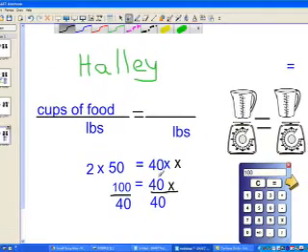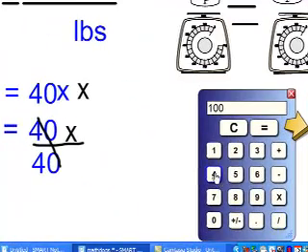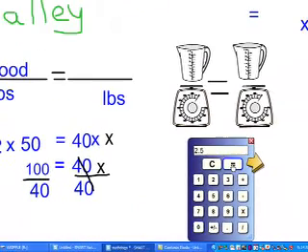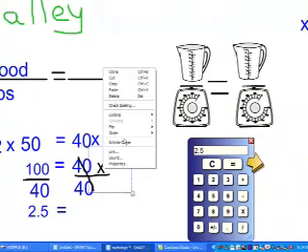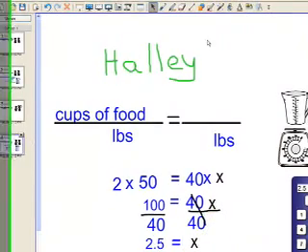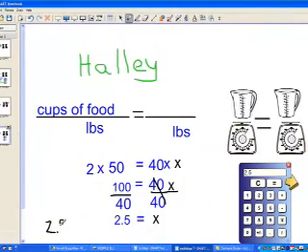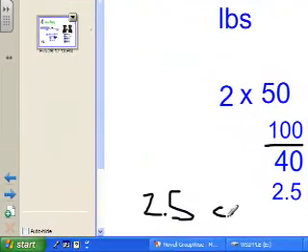So what I'm actually doing here is 40 divided by 40 is equal to 1. So I'm going to have 100 divided by 40 is equal to 1x. So I'm going to take my 100 divided by 40, and that's going to come out to 2.5. So that's equal to x. So Haley needs to get 2 and 5/10, or 2.5 cups of food a day.